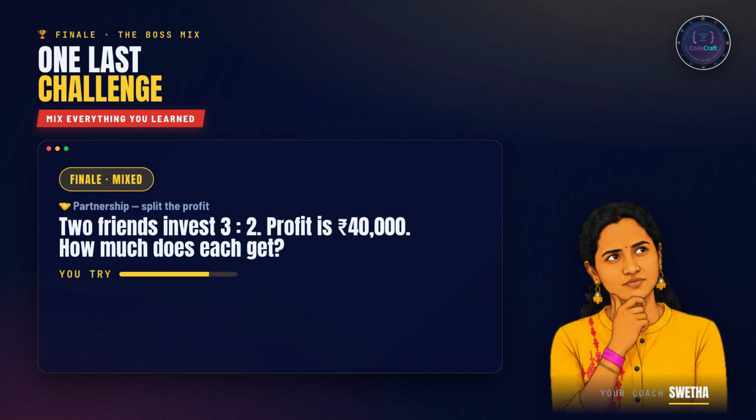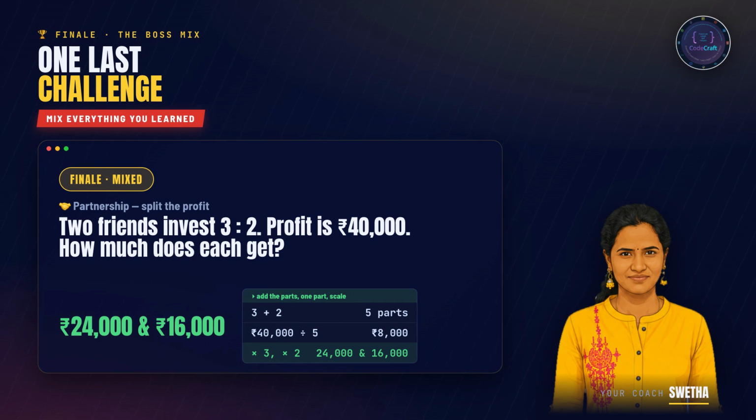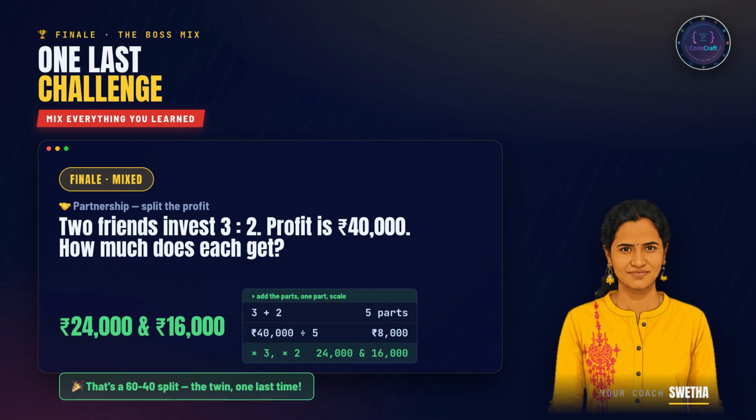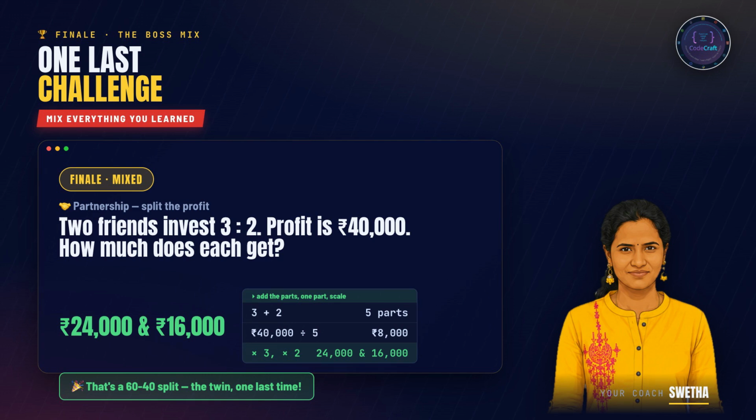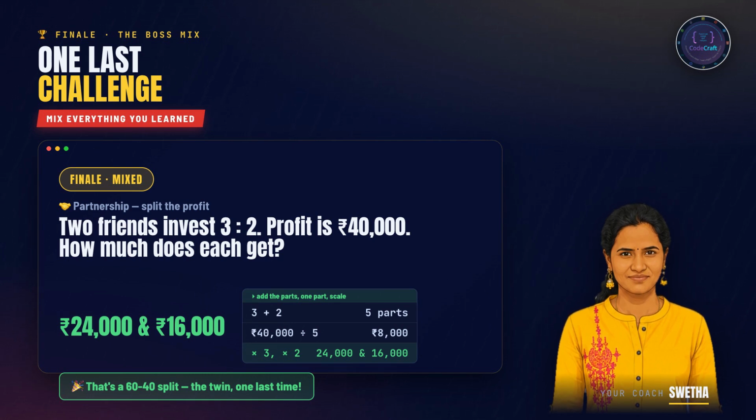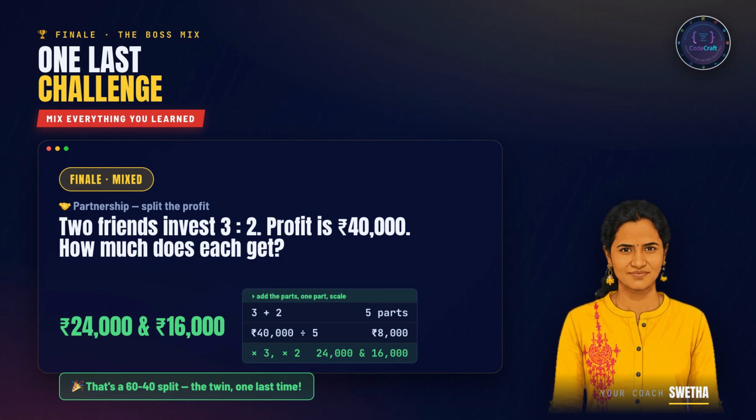Pause and give it a real go. Add the parts. 3 plus 2 is 5. One part is 40,000 over 5. That is 8,000. The first friend gets 3 parts, 24,000. The second gets 2 parts, 16,000. And notice that is a 60-40 split. The twin again. If you solve that in your head, you did not just learn ratios, you own them.